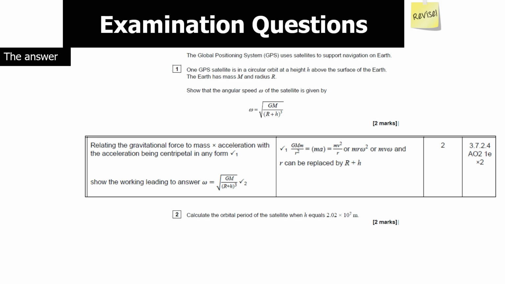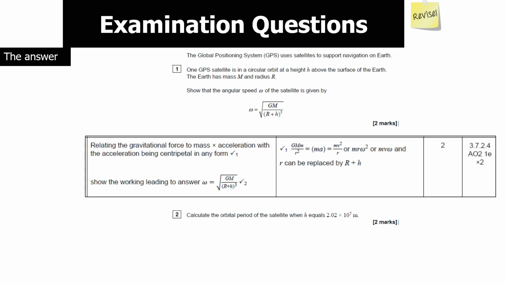Now r cubed works through to be (r plus h) cubed because actually the radius that you're going to work out, the small r, is the distance from the center of mass of the object producing a gravitational field to the center of mass of the object that is in orbit. So in this case it's going to be the radius of the planet, big R, plus the circular orbit height, h. So it works through as so.